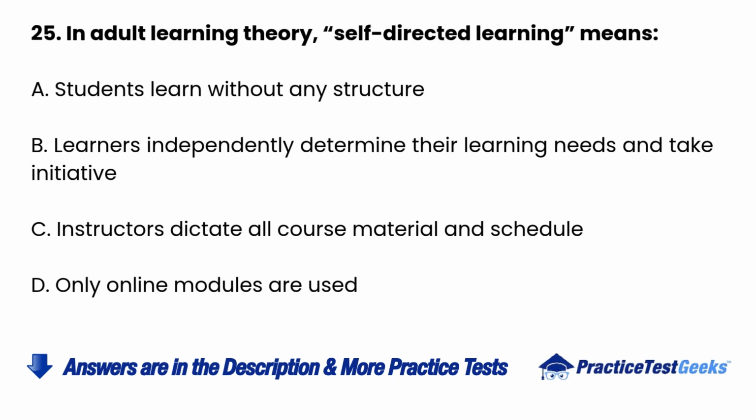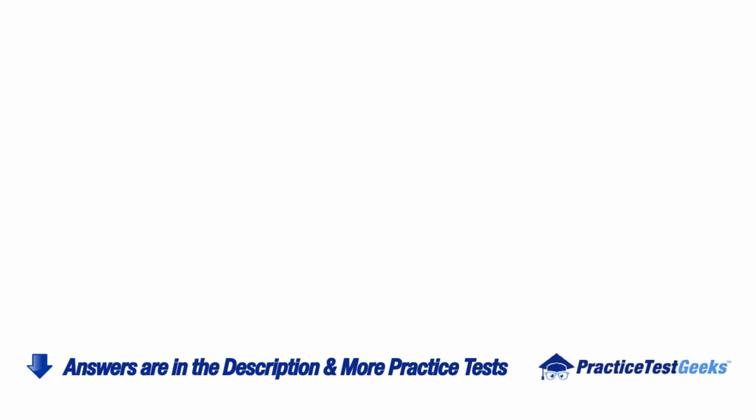25. In adult learning theory, self-directed learning means A. Students learn without any structure. B. Learners independently determine their learning needs and take initiative. C. Instructors dictate all course material and schedule. D. Only online modules are used.